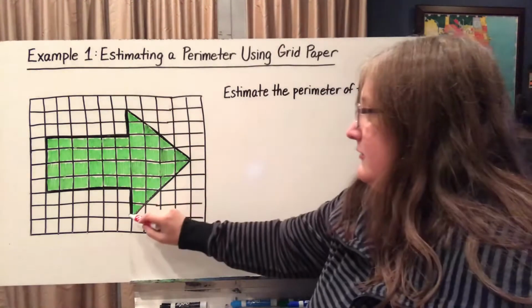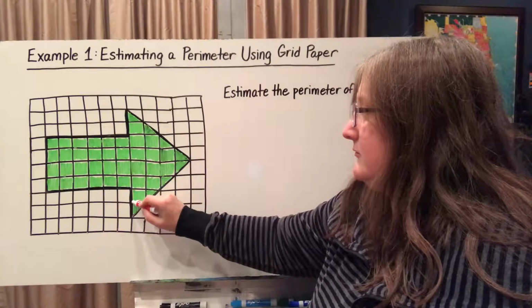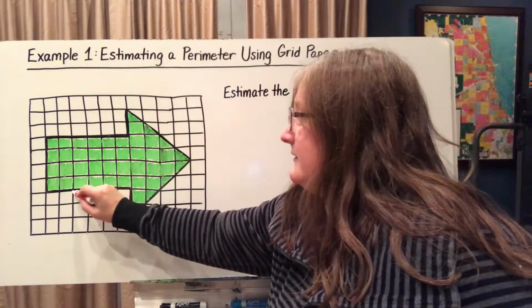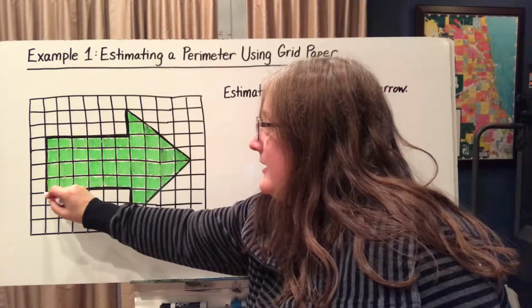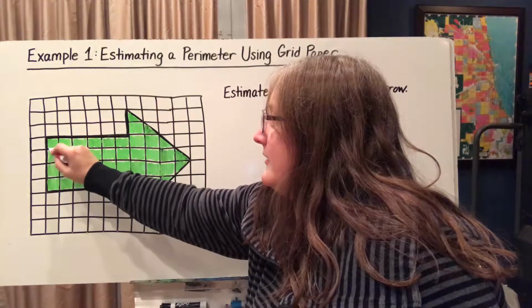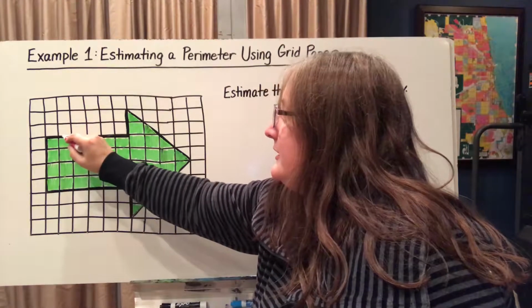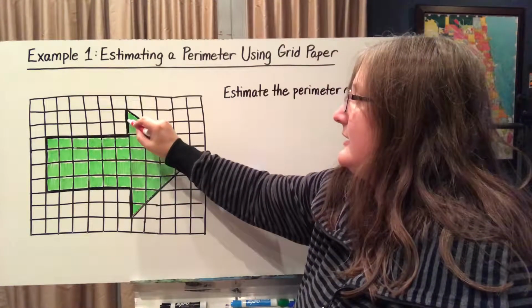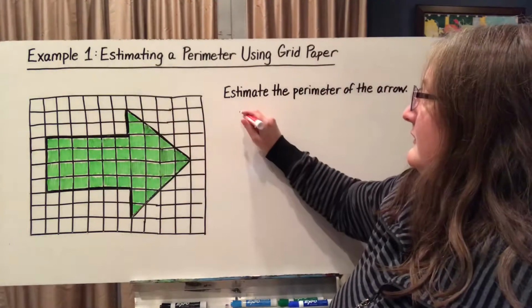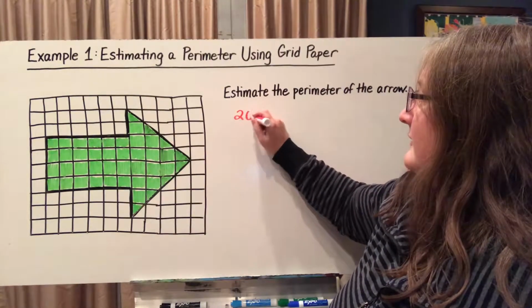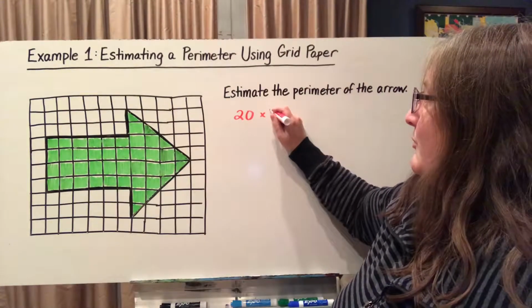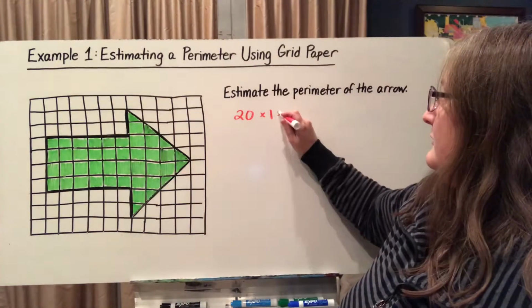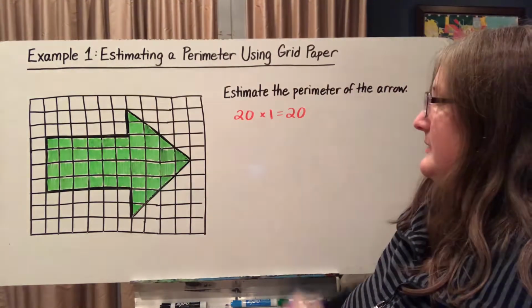So going around here, I've got 1, 2, 3, 4, 5, 6, 7, 8, 9, 10, 11, 12, 13, 14, 15, 16, 17, 18, 19, 20. So it looks like 20 of those sides, and they're each worth 1 centimeter or 1 unit here. So we're going to say that's worth 20.